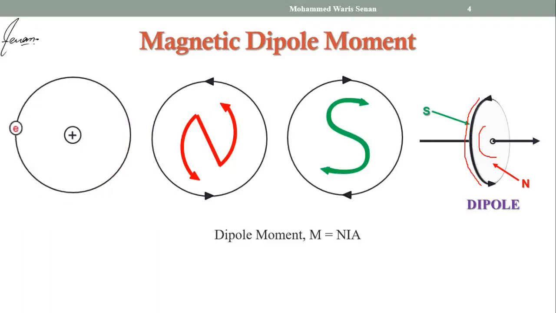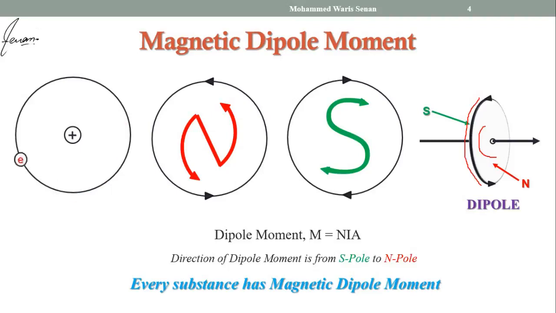This magnetic dipole moment is a vector quantity. So the direction of magnetic dipole moment is from south pole to north pole. Now by this discussion we can say that dipole moment, that is magnetic dipole moment, exists in every substance. Since every substance consists of atoms, dipole moment exists in every substance. Now the dipole moment which we have just discussed is called the orbital dipole moment.